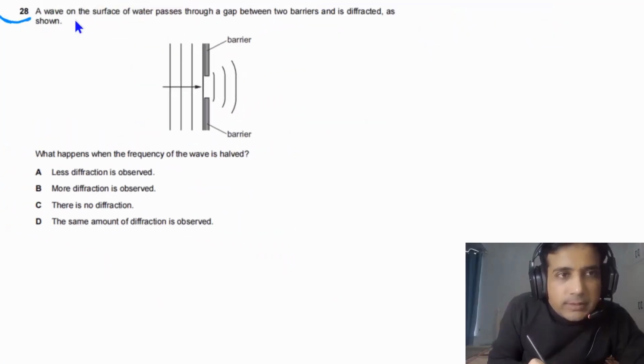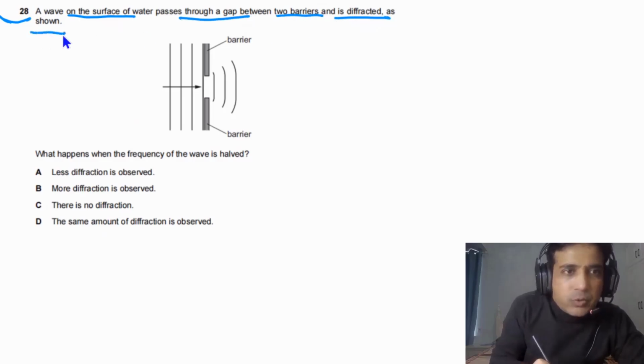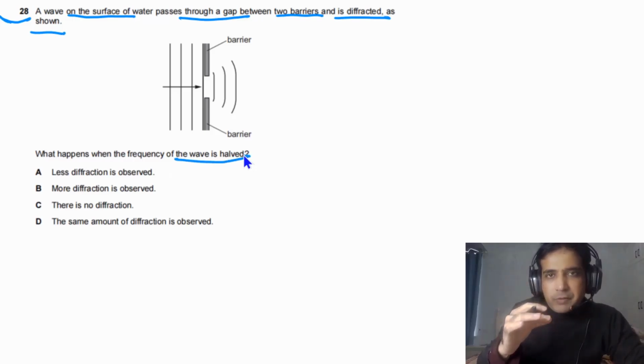Question number 28 says a wave on the surface of water passes through a gap between 2 barriers and is diffracted as shown in the figure. What happens when the frequency of the wave is halved? It means the frequency becomes half, so the wavelength will be double.